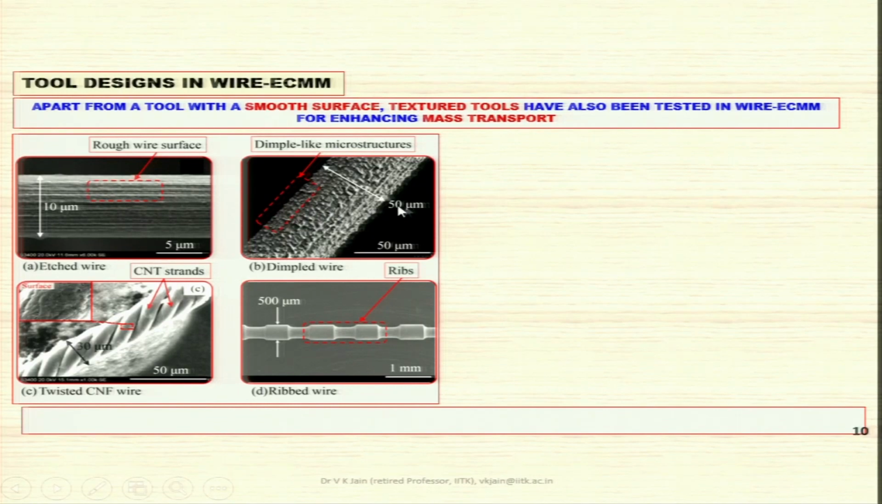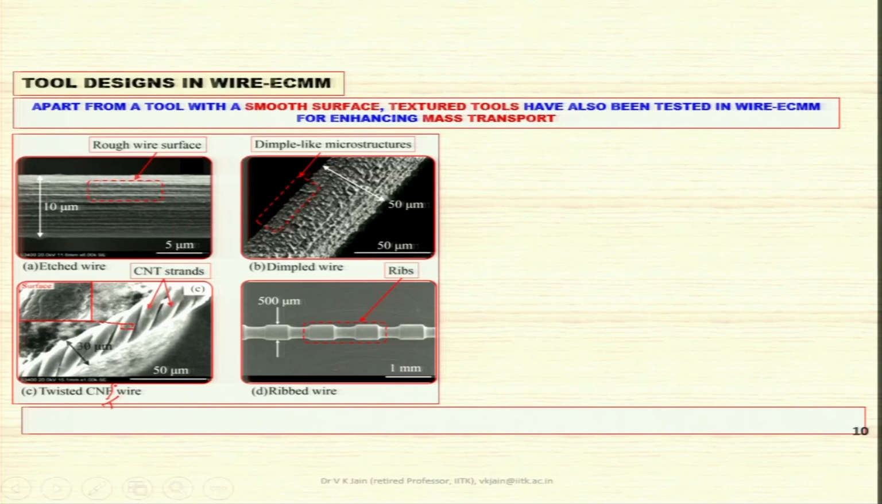And you can see the dimensions, this is 50 micrometer. So please note it carefully. If by mistake I have written mm at some places, in fact it should have been micrometer, not millimeter. And you can see a very useful and interesting picture over here, twisted CNT wire. This is carbon nanotube, not F, this should be T. This is the CNT wire.